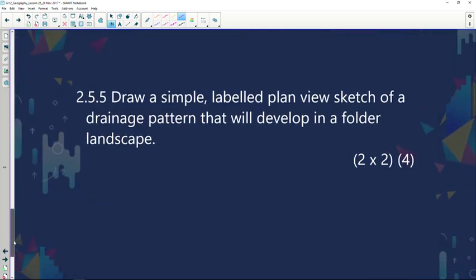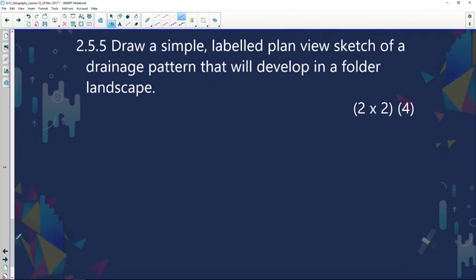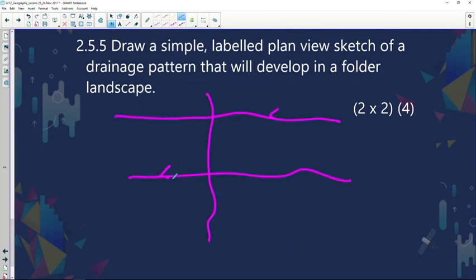Okay, draw a simple and labeled plan view sketch of a drainage pattern that will develop in a folded landscape. Now that is quite simple. It's usually your trellis pattern. As you can see, it's lines joining parallel with one another and they're flowing with the main stream, and there's your joint over there, and as you can see they join at acute 90 degrees angle.